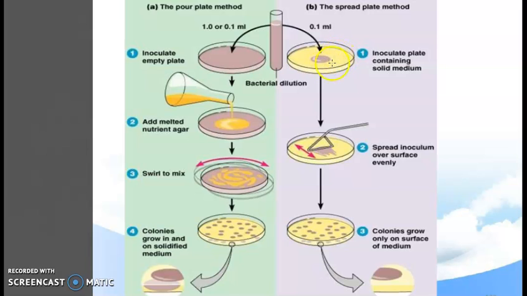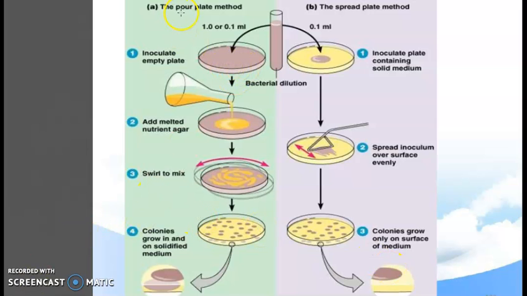Then pour it over the solidified agar medium in the petri plate. Then with the help of an L rod, spread the inoculum over the surface evenly. Then keep it aside for setting. After incubation, you can see the colonies grow only on the surface of the medium.